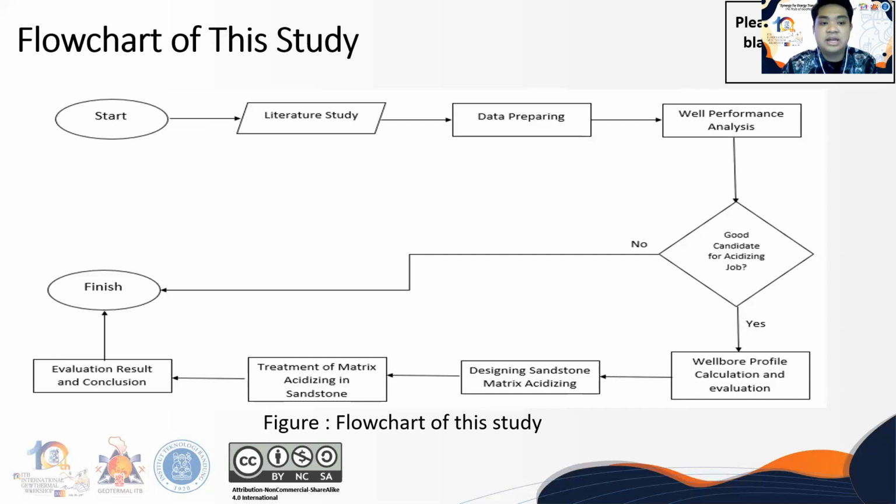In this study, we design a matrix acidizing consisting of acid fluid models with the injection volume and concentration. Then a simulation of the matrix acidizing treatment is carried out on this well using software and Microsoft Excel calculation. After that, the simulation results from the software and Excel calculation are compared to determine which case is the most optimum, seen from the decrease in skin factor and the highest FOI.